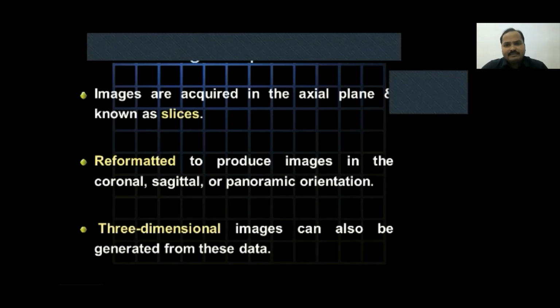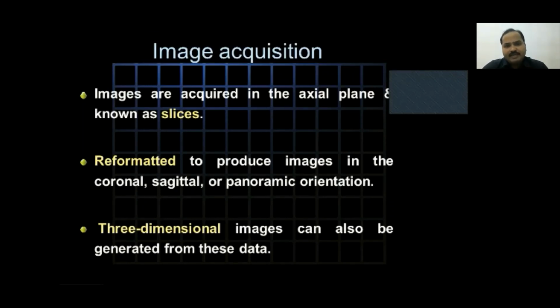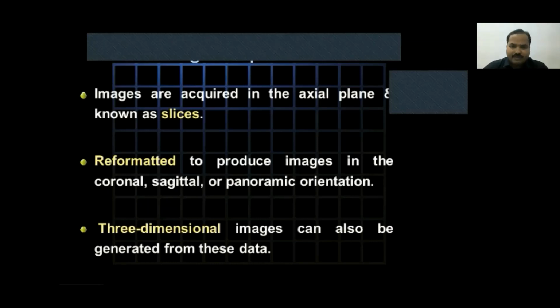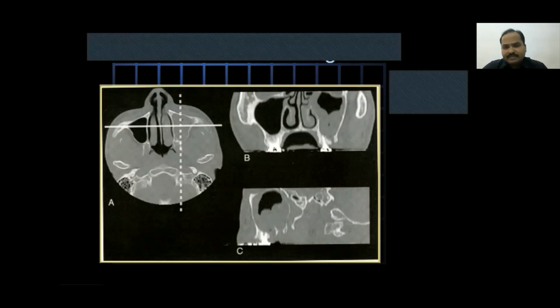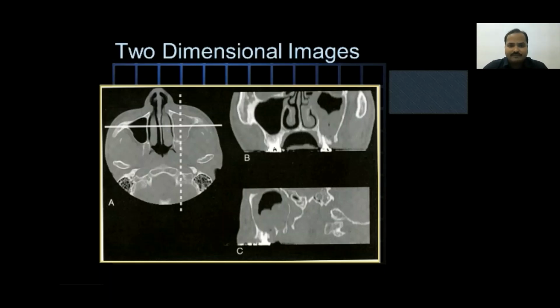So what happened in this CT or computer tomography, the images which were acquired were in the axial plane, and these were known as slices. Later on, with the help of a computer, these axial slices were reformatted to produce images in the coronal plane, sagittal plane or in the panoramic orientation. Three-dimensional imaging was also possible with the use of software. But the basic data was these axial slices, which can later be converted into the frontal sections or the sagittal sections. This was in computer tomography.